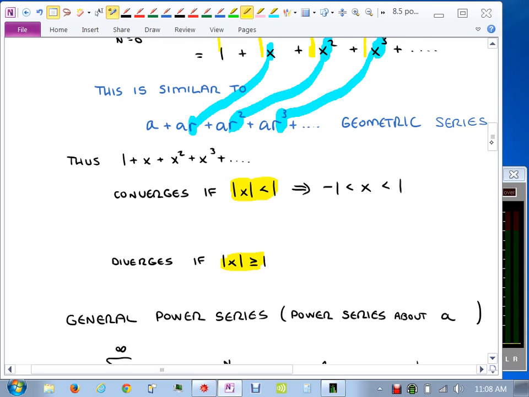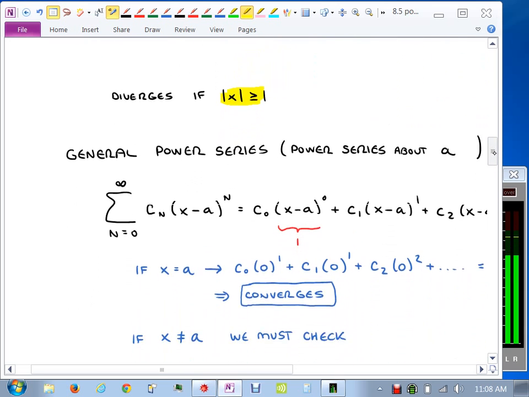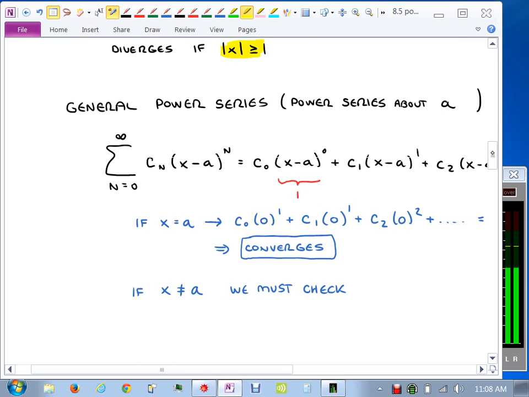No? Okay. Now we can generalize this power series, making a small modification. In the previous power series, we just had x here. But if we put x minus a, what this does is it just shifts our power series. And so we call it the power series about a. So before, when we had x, it was really x minus 0. So the more general form would be x minus a.